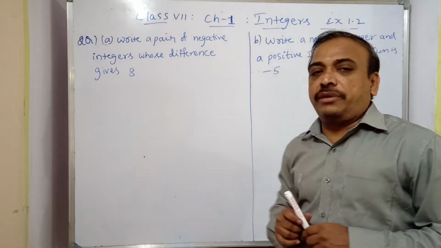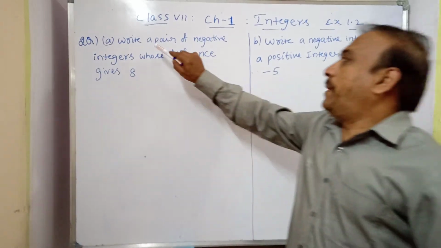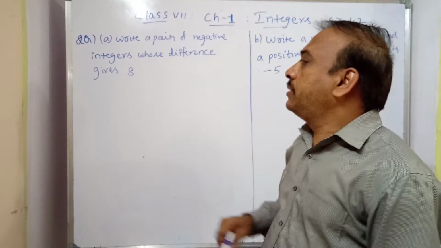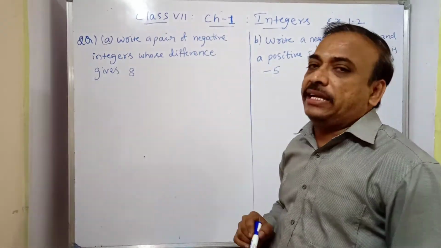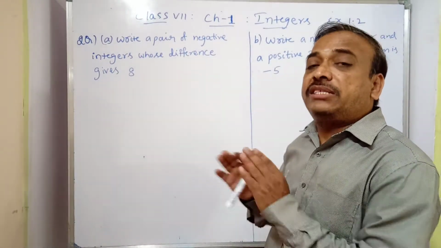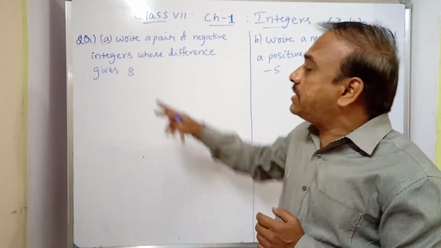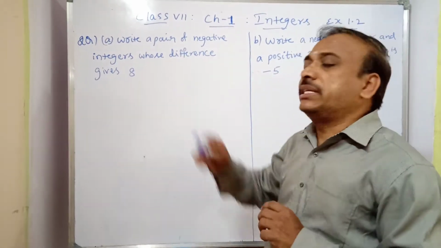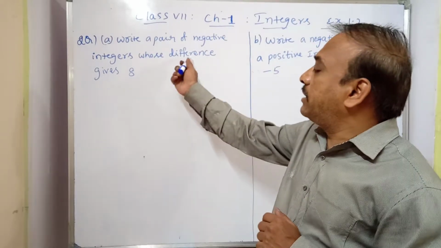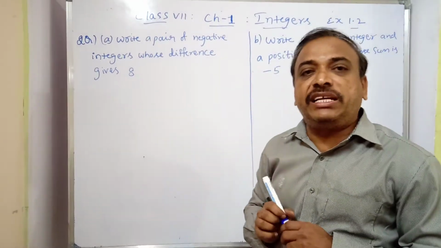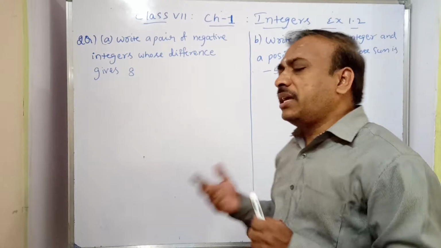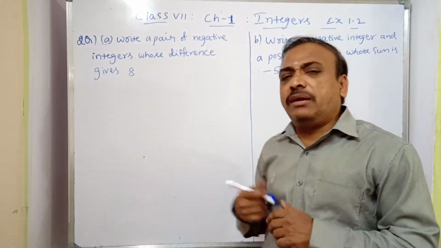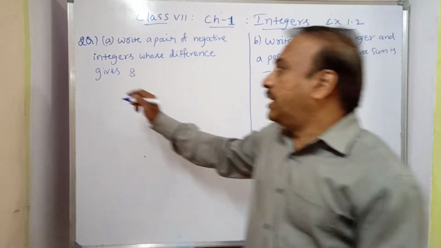Let us see question number 2. Write a pair of negative integers whose difference gives 8. The meaning is that the difference of two negative integers is plus 8. If there is no sign, it indicates a positive number. So the positive difference between two negative integers is plus 8. Here also answers vary from one person to another, and n number of examples can be given.